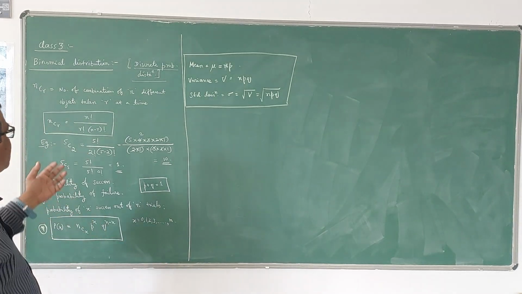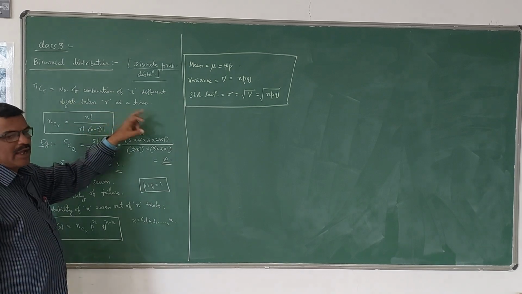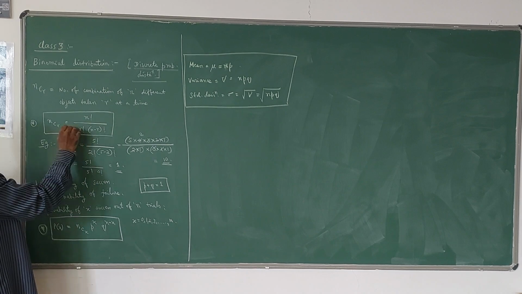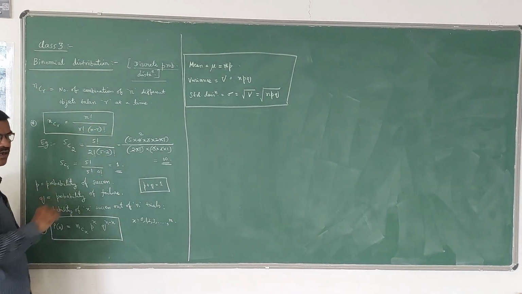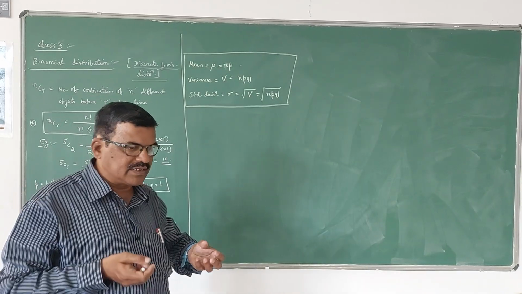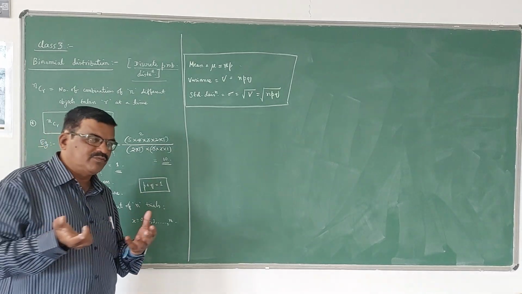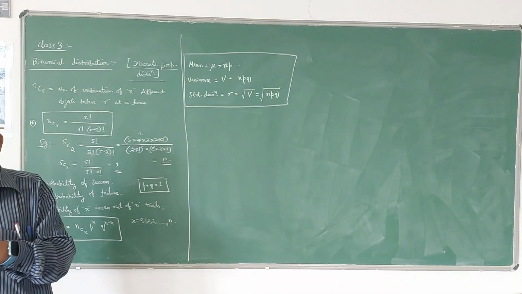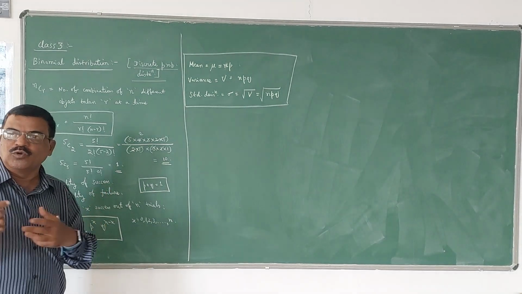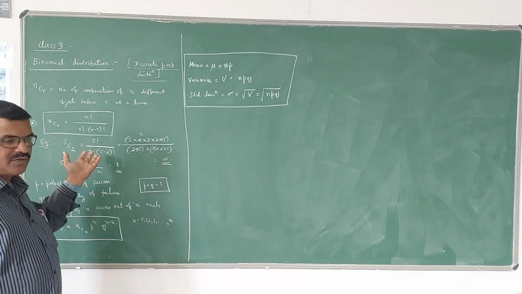nCr means the number of combinations of n different objects taken r at a time, and its formula is given by nCr equals n factorial divided by r factorial into (n minus r) factorial. For example, if there are 10 balls, out of which 6 balls are red and 4 balls are blue, what is the combination of taking 3 red balls and 2 blue balls at a time? Such types of problems can be solved using this.